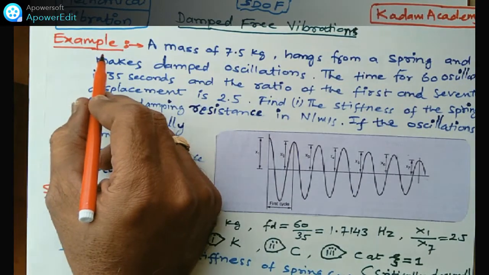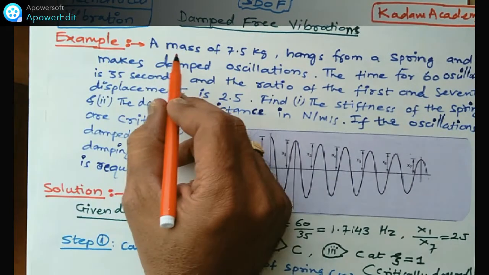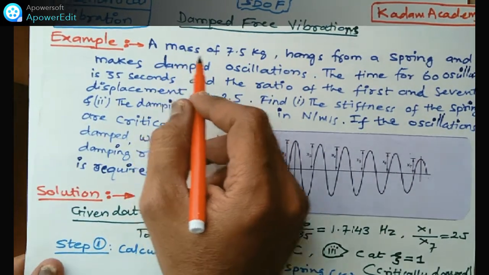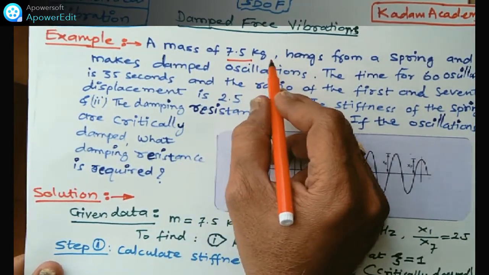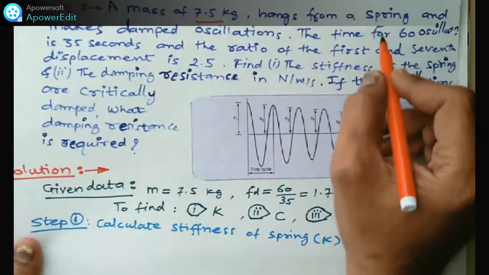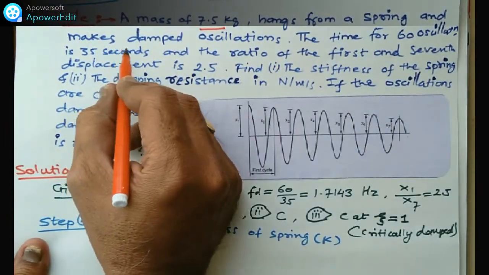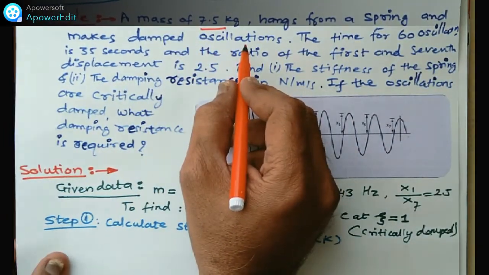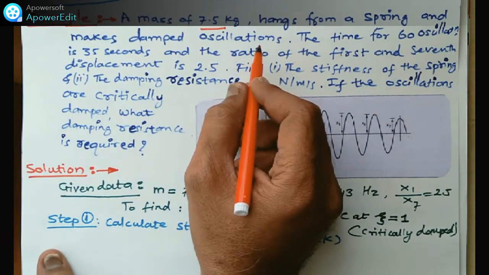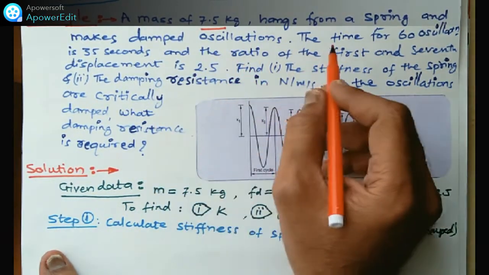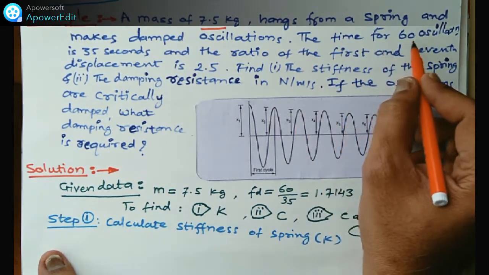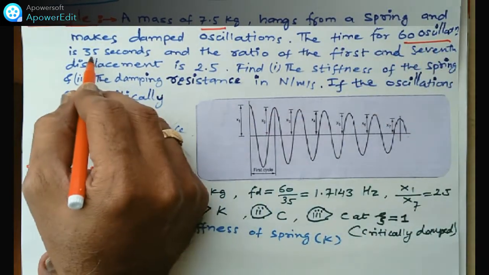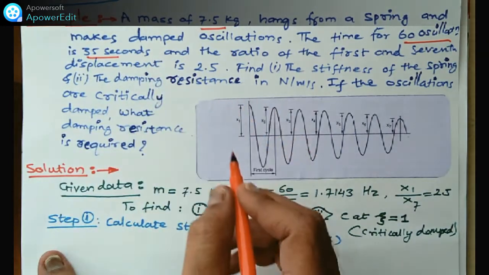Friends, see, the example is given for a mass of 7.5 kg. A 7.5 kg mass hangs from a spring and makes damped oscillations. How will it make the damped oscillation? There is a damper, and due to this damping, the time for 60 oscillations is 35 seconds.